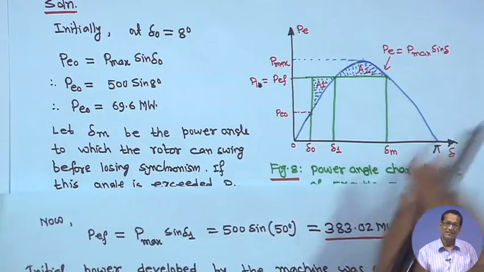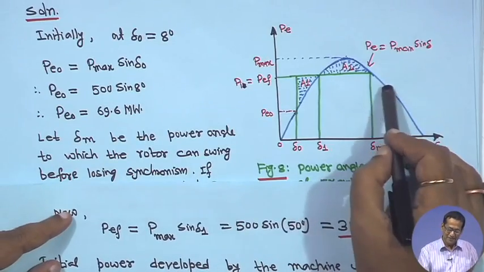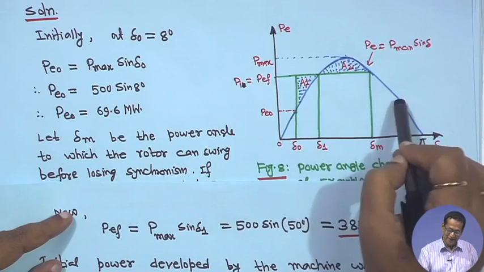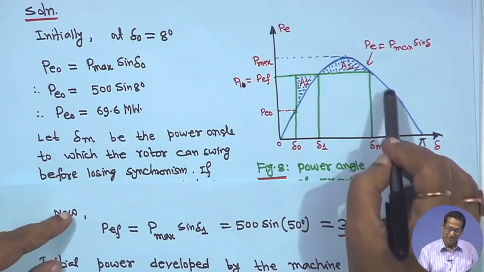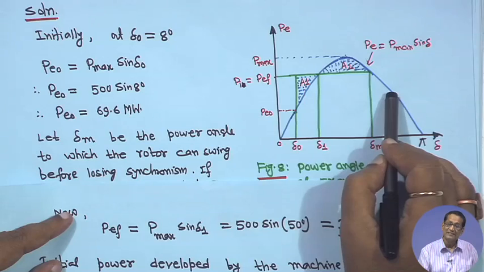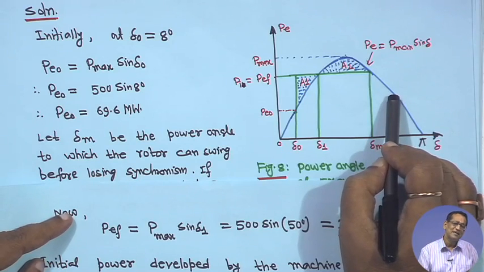Once again, before closing this lecture, it cannot be more than delta m, because at any point beyond it P I will become greater than P, and then the machine will start accelerating and it will lose synchronism.